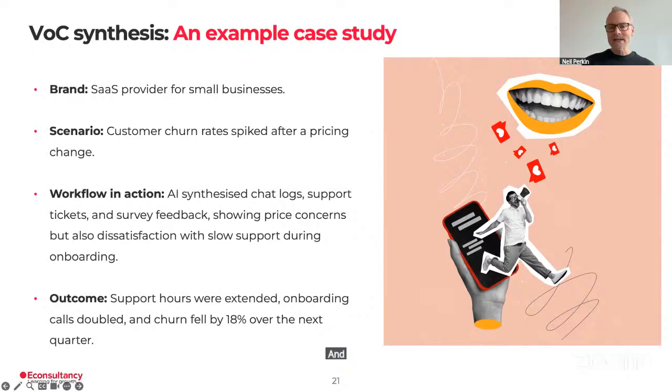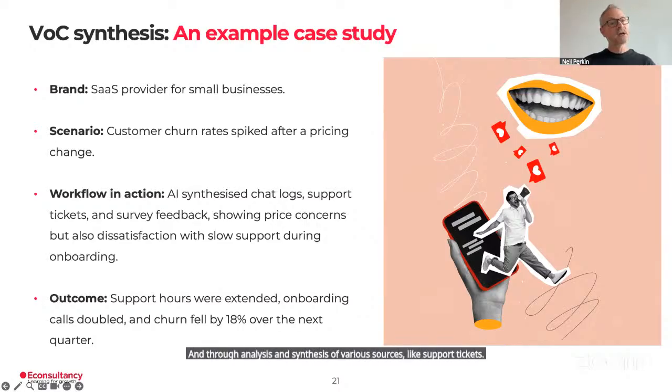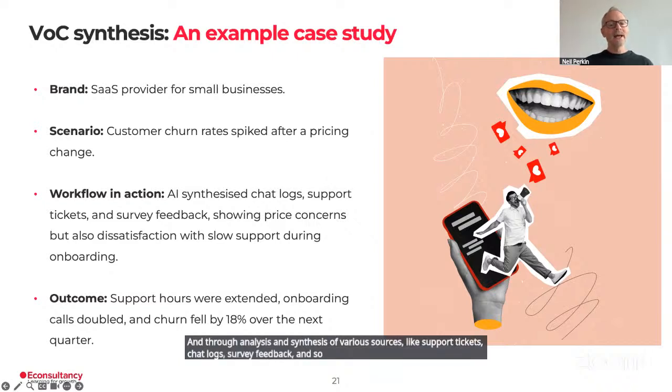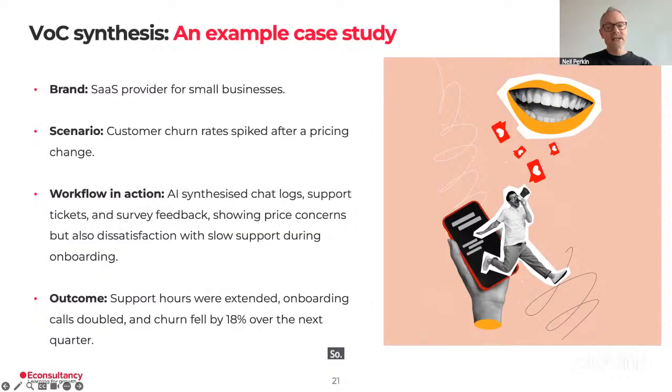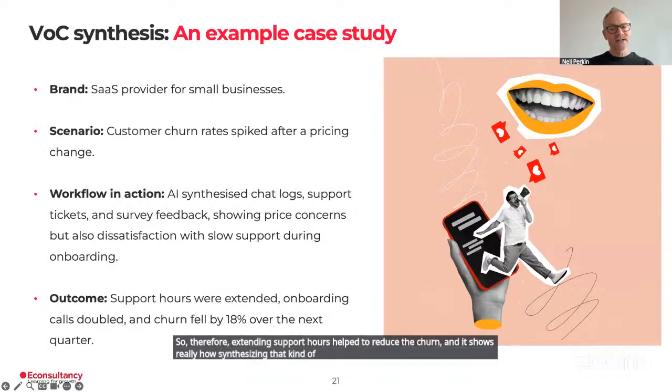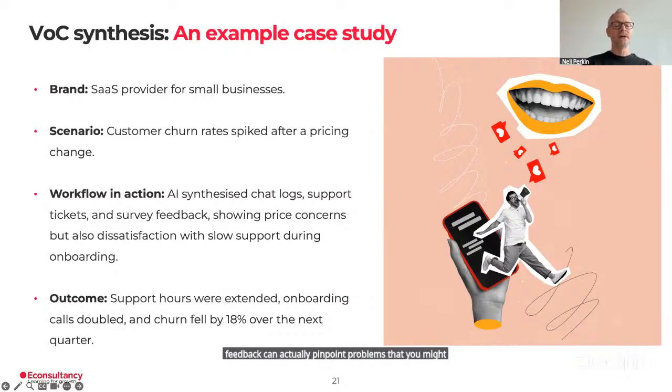And through analysis and synthesis of various sources like support tickets, chat logs, survey feedback, and so on, the AI was able to reveal that beyond cost, customers were also unhappy with slow onboarding support. So, in other words, it wasn't just about the one issue, there were related issues as well. So, therefore, extending support hours helped to reduce the churn. And it shows really how synthesizing that kind of voice of the customer feedback can actually pinpoint problems that you might have otherwise overlooked.